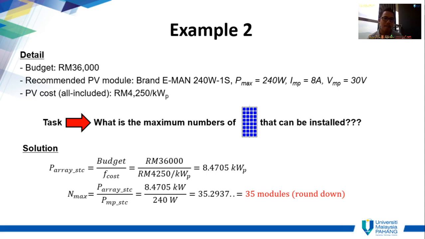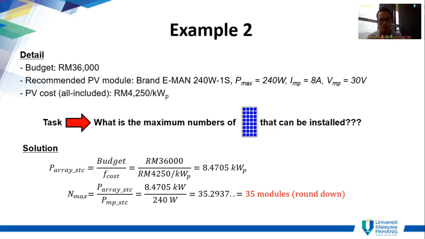So how many modules of this type are necessary to be installed in the place that we assign? It's very easy. N max is defined as P array STC over the P_MP,STC. What is the P_MP,STC? P_MP,STC is the maximum power point power at standard test condition for each module. So 8,470.5 watt over 240 watt. Here we are going to get 35.2937 blah blah blah, which means we need to round it down.